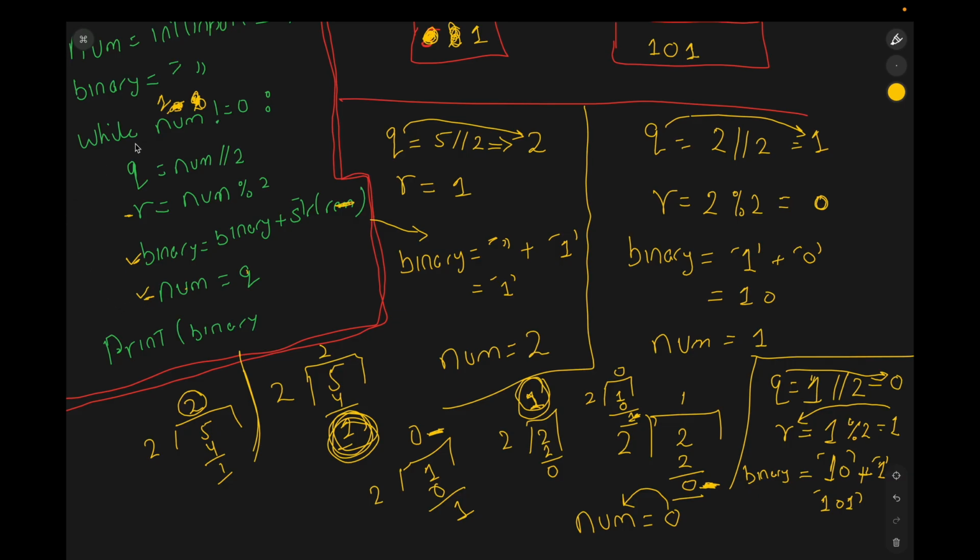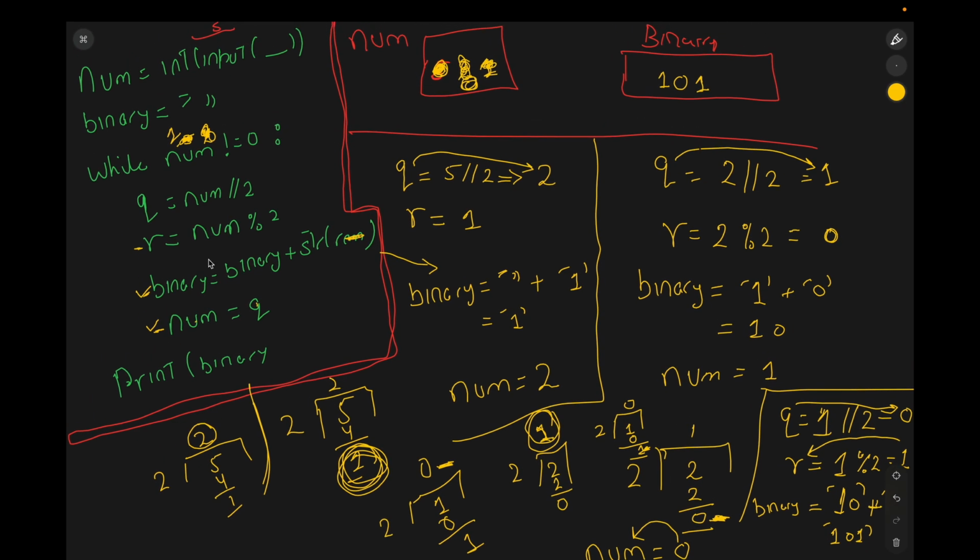You will go back to this while loop, right? That means this num is now 0. This num is now 0. Got it? So you'll be getting back to this while loop. So at the while loop, what you are saying is num not equal to 0? What is num? Num is now 0. 0 not equal to 0.